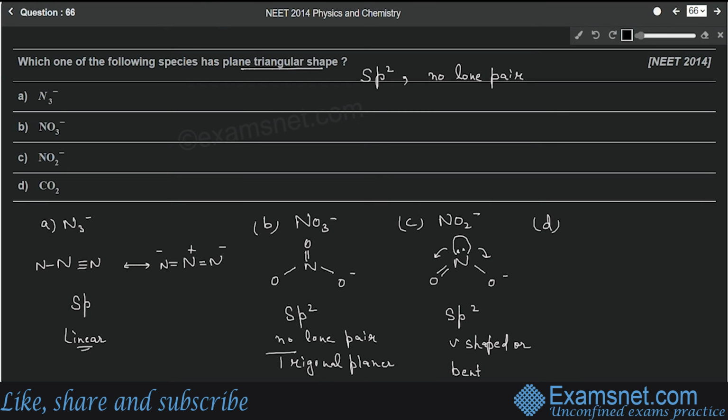Now we come to the last option, that is CO2, carbon dioxide. So this is very simple, carbon double bond O, similar to the first one. So the hybridization in this case is sp and the shape is linear. So the only option where the shape is plain triangular, it will be the second one, NO3 minus. So option B is the correct answer.